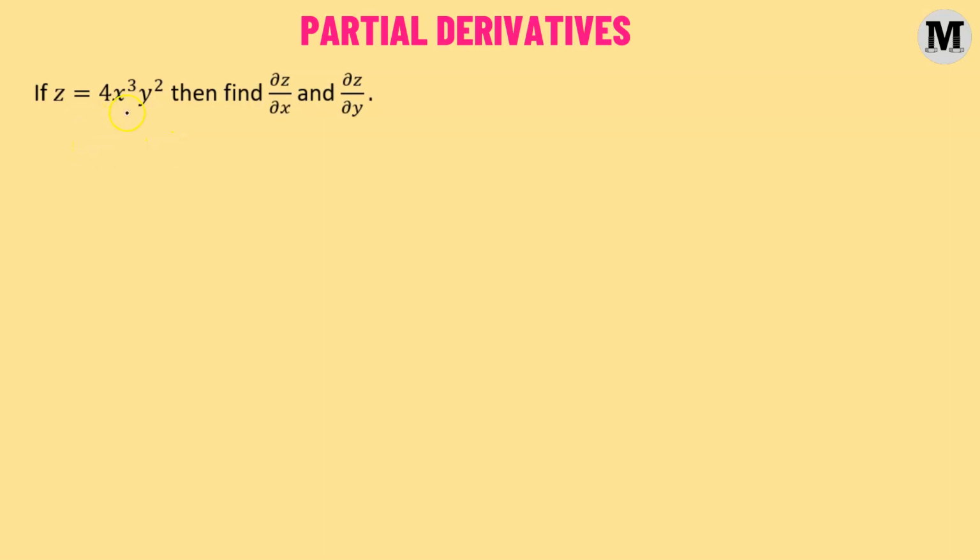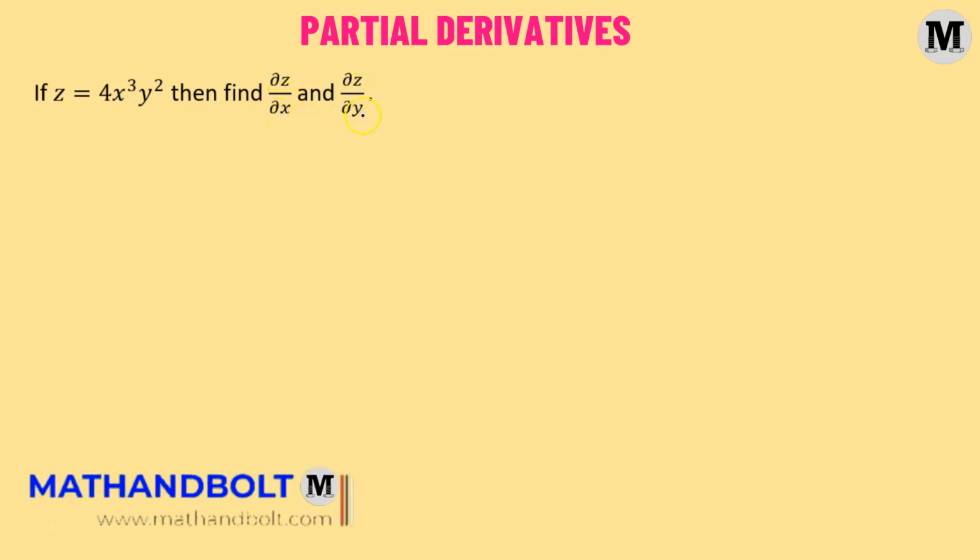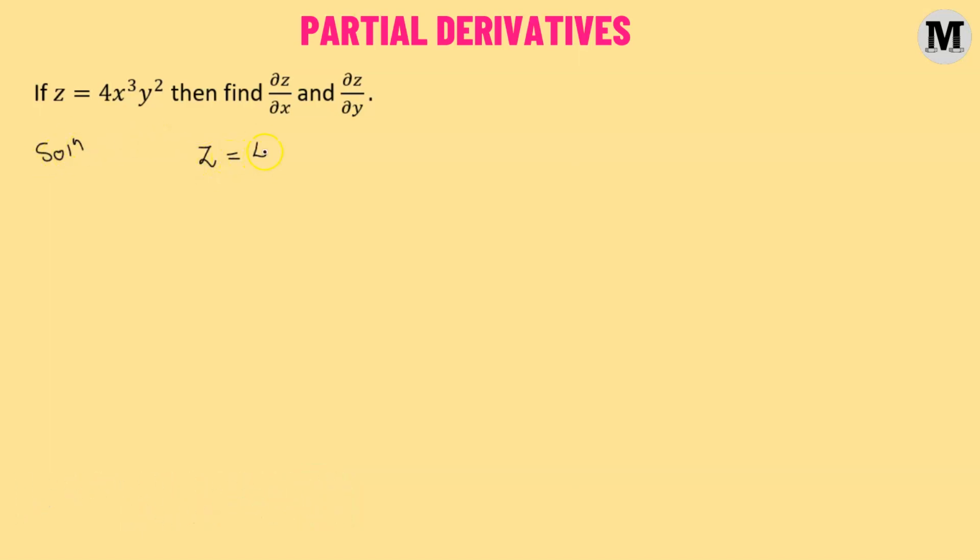If z is a function of two variables, x and y, and it is given in a polynomial form, then we need to find out the partial derivative of function z with respect to x and partial of z with respect to y. So let us begin. So here we have z, which is equal to 4x cubed y squared.